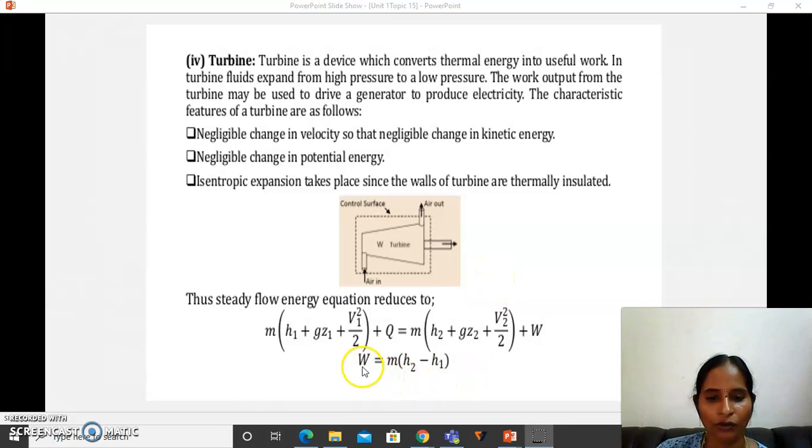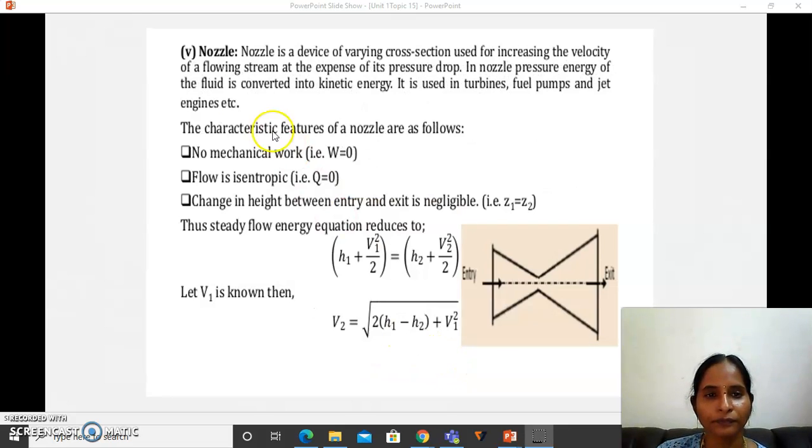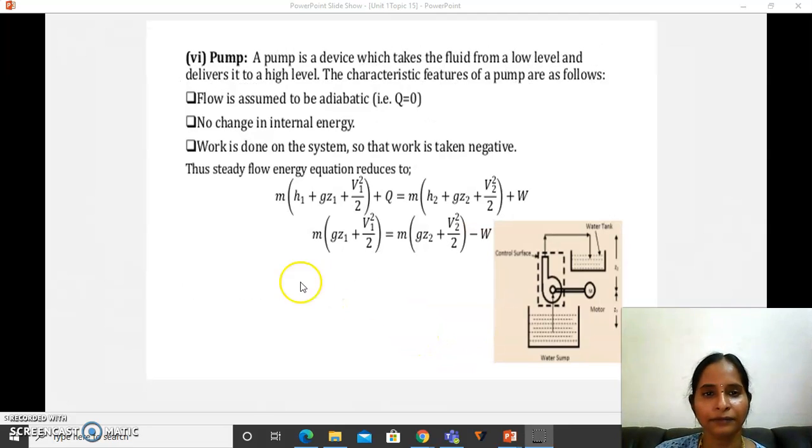So here also you will get work equal to the change in enthalpy. Nozzle, as already I have explained, the final version has only enthalpy terms and velocity terms. So the final velocity would be equal to the difference in enthalpy, plus V1 if it is given in the problem, which you can substitute, or otherwise you can just neglect it.